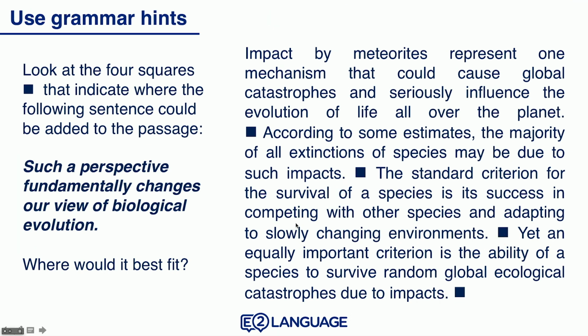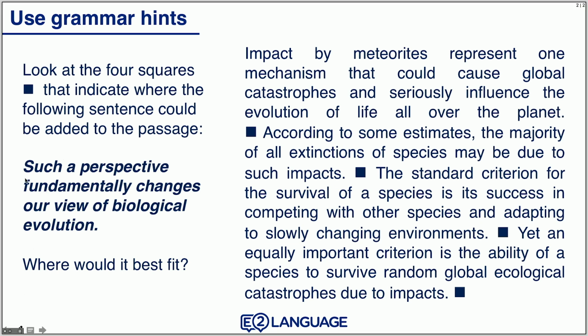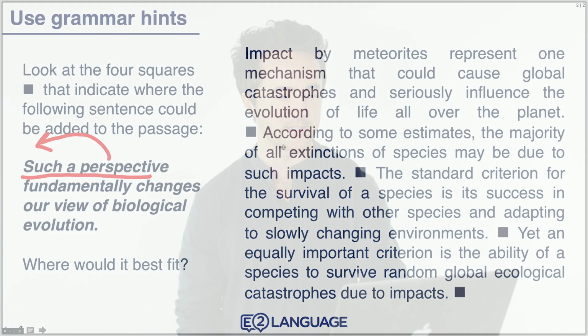Firstly, let's use some grammar hints. Let's look at this sentence here. "Such a perspective." This is the critical grammatical feature here. "Such a perspective" is referring back in the passage to some sort of perspective that was mentioned. It won't be the word perspective. It'll be some sort of belief, or somebody says something about something and has a perspective. And this sentence is going to refer back, so it should come directly after that perspective is mentioned.